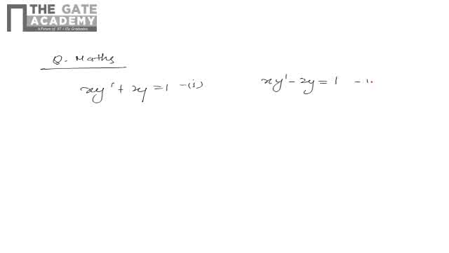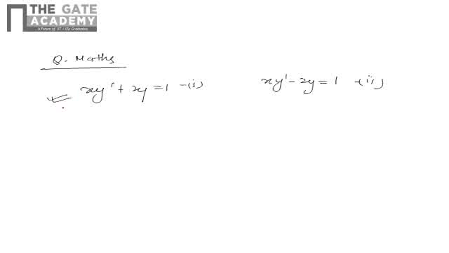Mathematics question. The question asked is we have to find out the integrating factors of the given equation. I1 and I2 are the integrating factors. The equation given is x y dash plus 2y equals 1. The second equation is x y dash minus 2y equals 1. So these are the two given equations, and for that we have to find out the integrating factor.